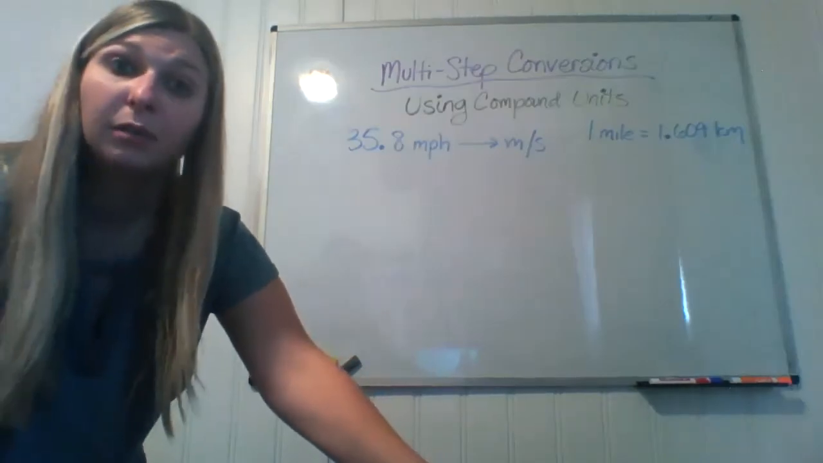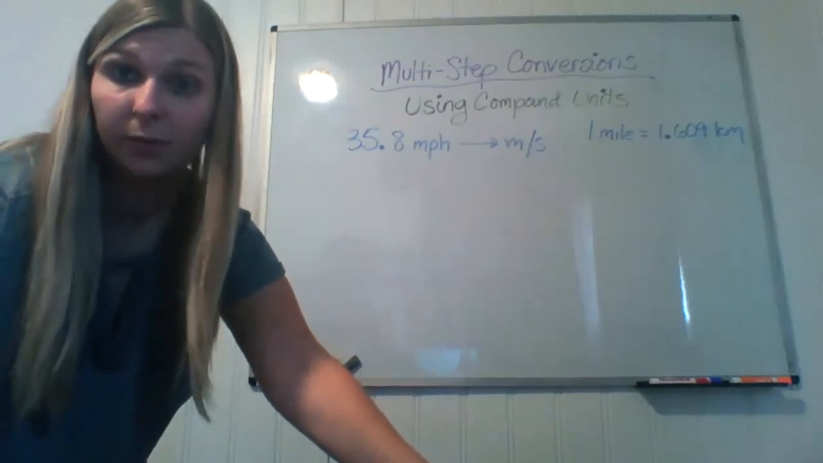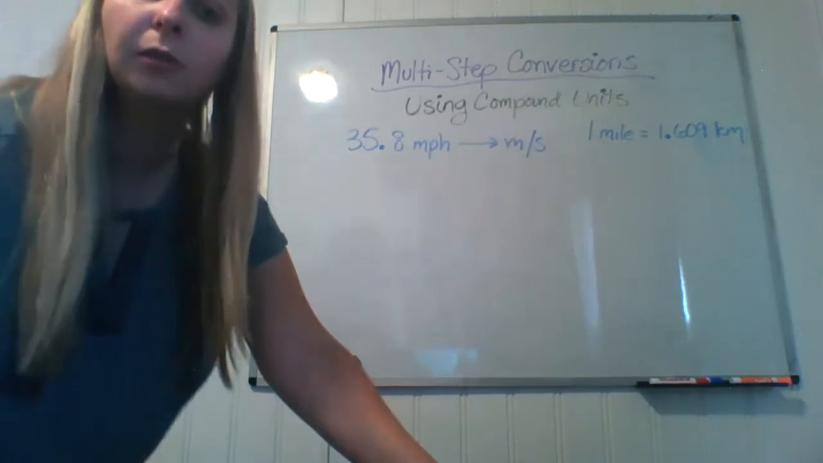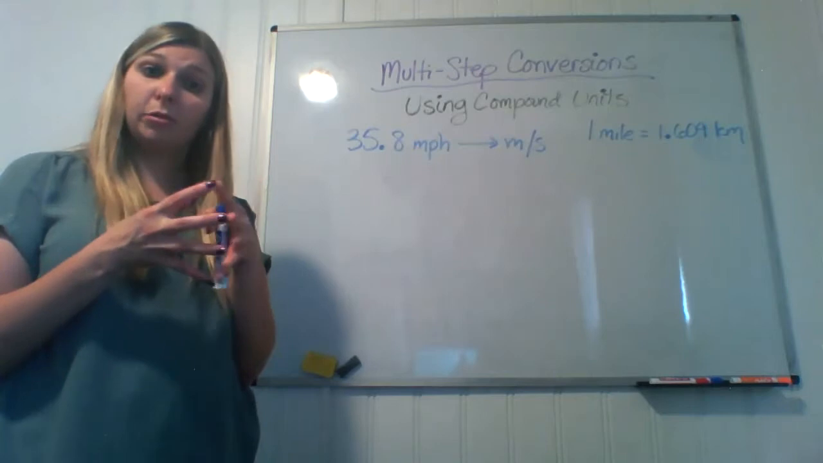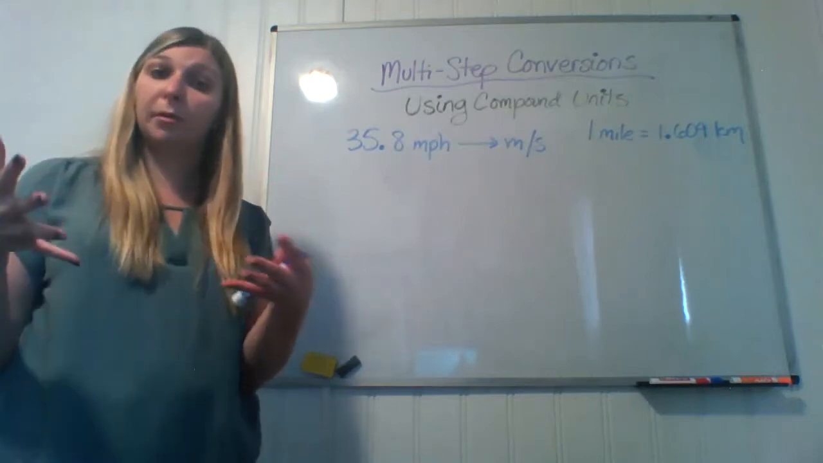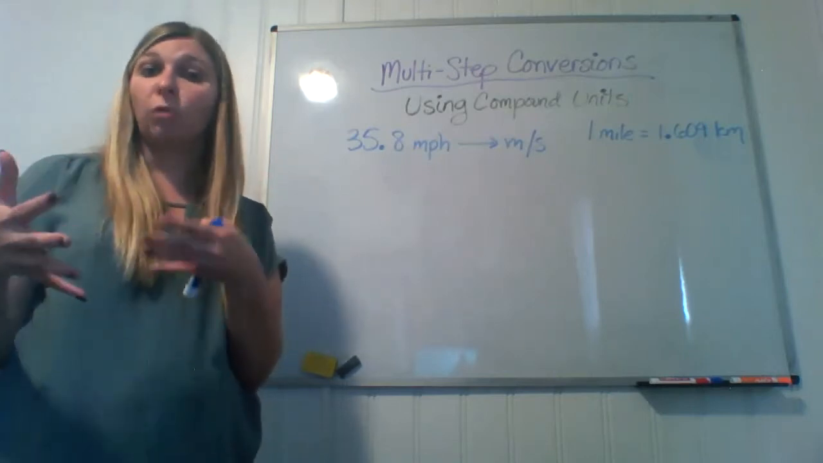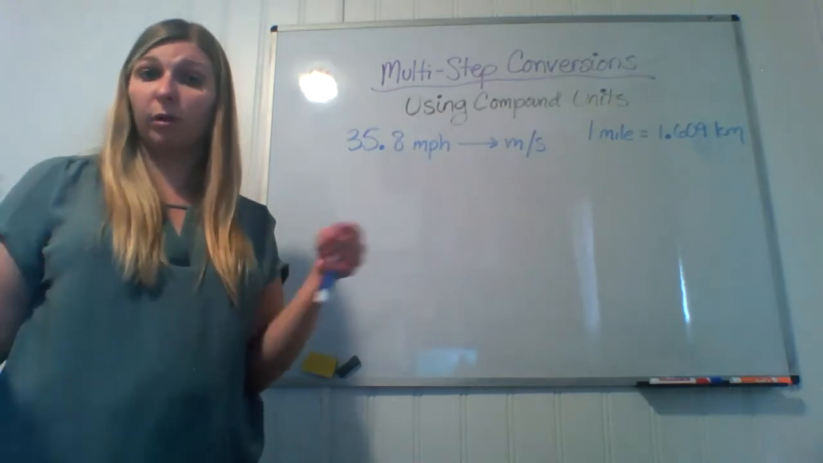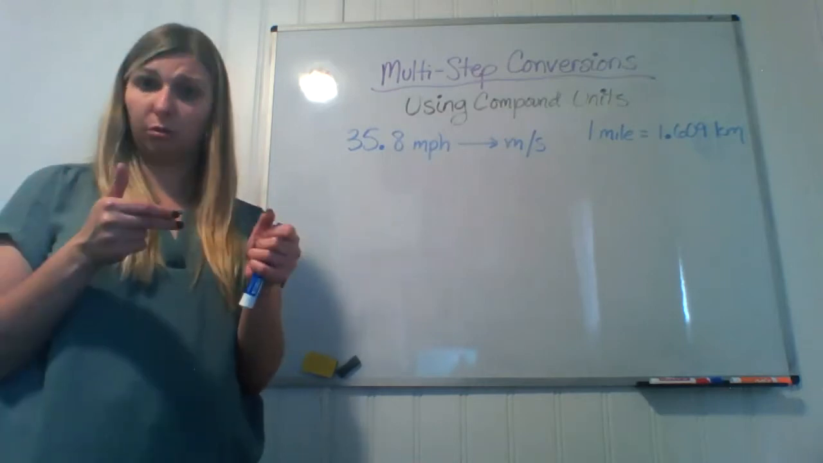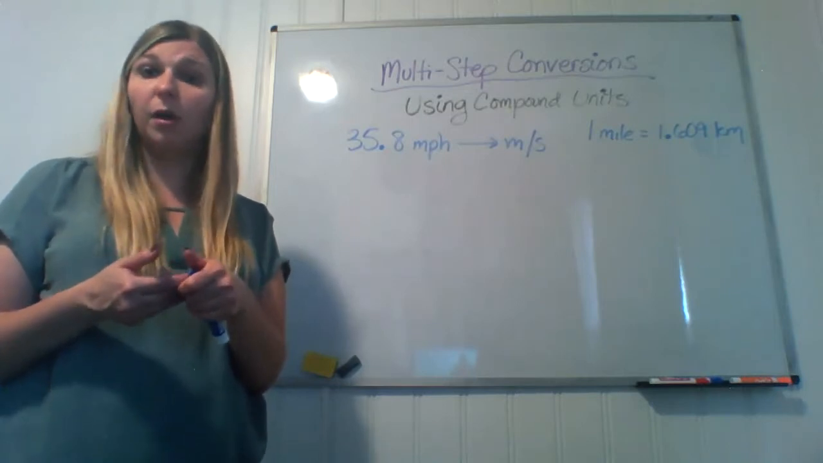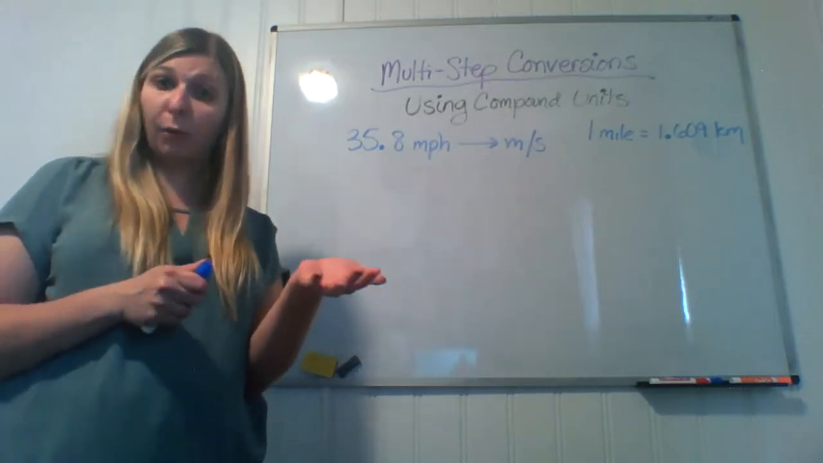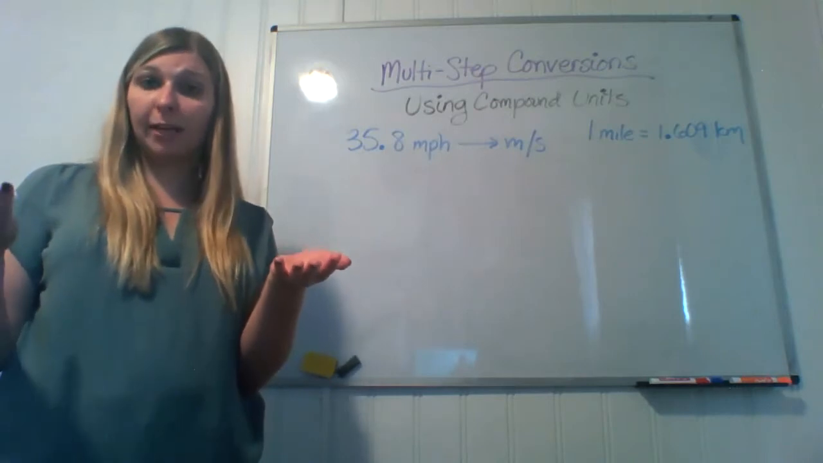In this problem, we are going to discuss compound units. So compound units are going to be units that are combined together to be able to demonstrate a particular rate or some form of relationship between two units. So the example that we're going to be looking at right now is miles per hour and meters per second.